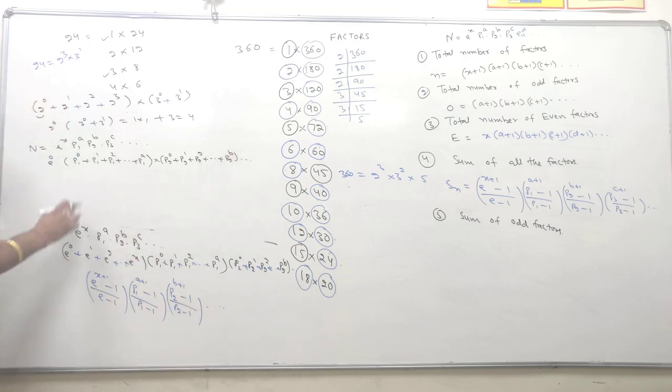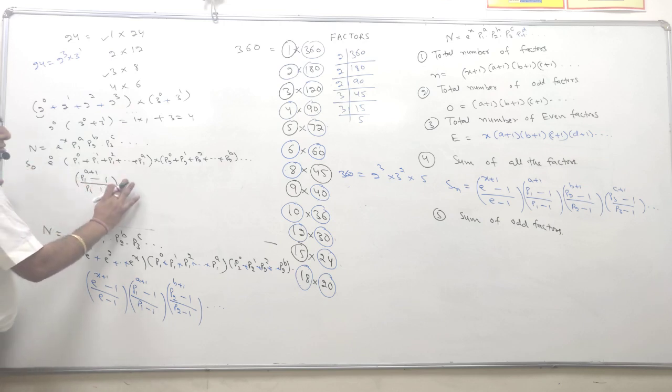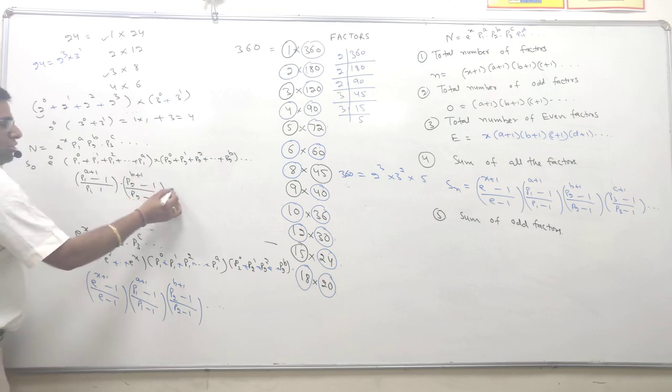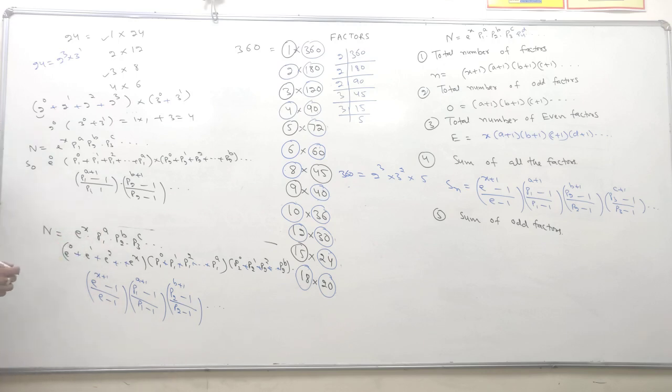Since all the terms are in geometric progression, this comes out to be p1 raised to power a plus 1 minus 1 upon p1 minus 1. I am calculating the sum of odd factors, okay. That is into p2 raised to power b plus 1 minus 1 upon p2 minus 1, and proceeding like this, we can get the sum of odd factors.